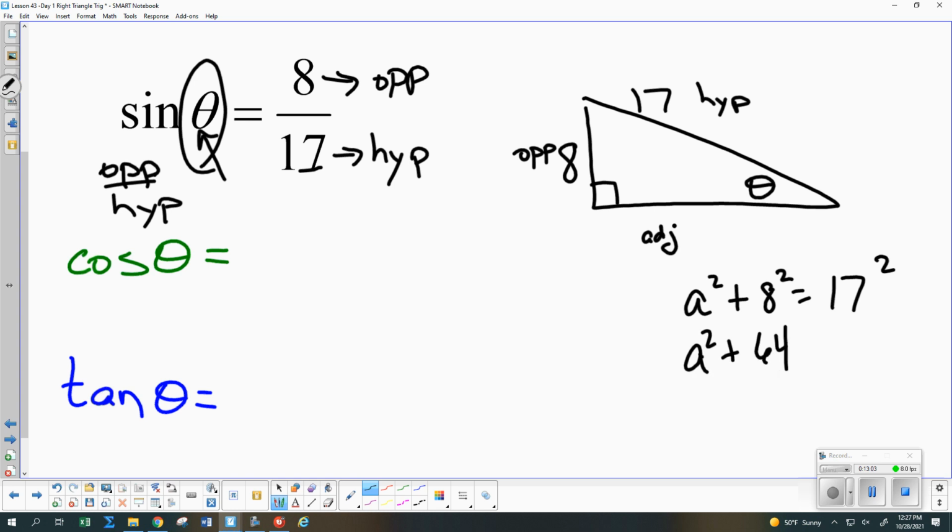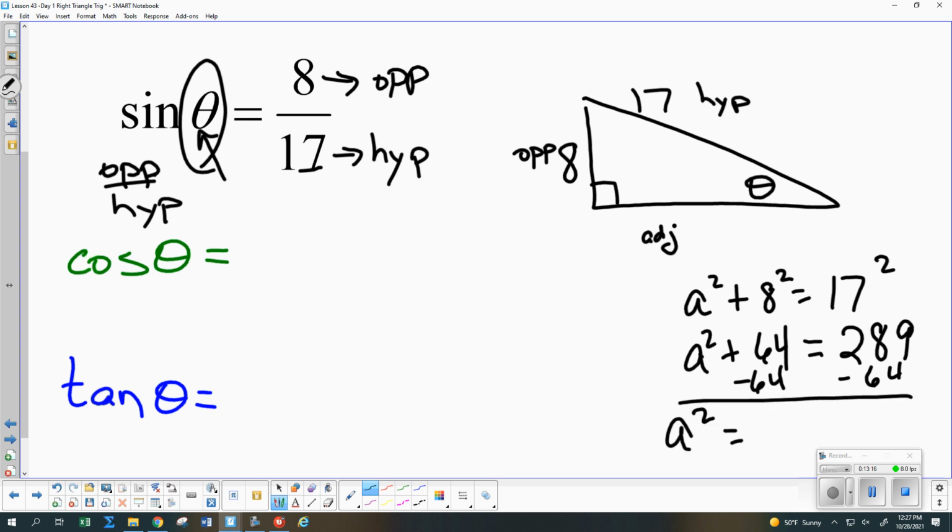Anybody know what 17 times 17 is? 289. 289. And then let's subtract 64 from both sides. And that adjacent side squared has to be 225. So what does A have to be?